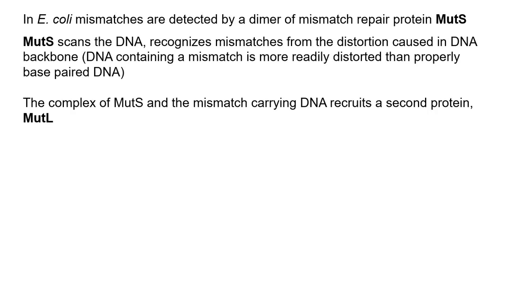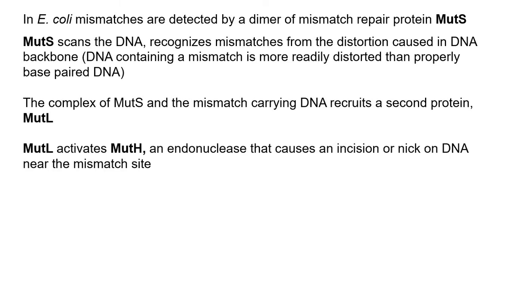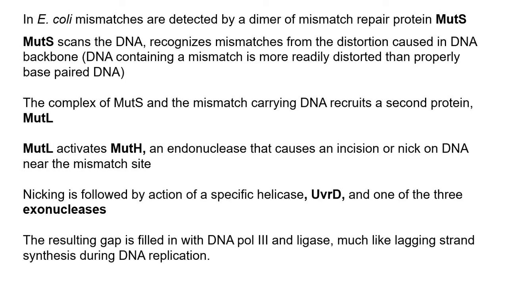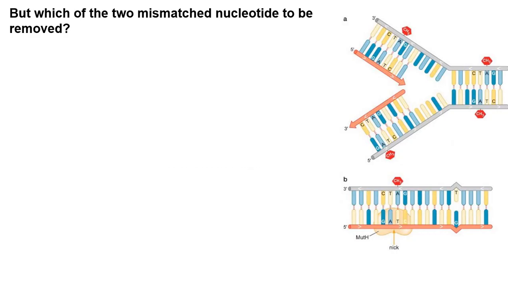So again, MutS scans the DNA, and the complex of MutS and the mismatch-carrying DNA recruits MutL. MutL activates MutH. This is an endonuclease that causes the single-stranded break in DNA near the mismatch site. This nicking is followed by the specific helicase UvrD and one of the 3 exonucleases. These exonucleases then remove the portion of the DNA leading to and including the portion that is mismatched, and the resulting gap is filled with DNA pol 3 and ligase, right?